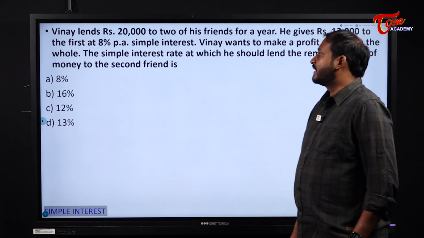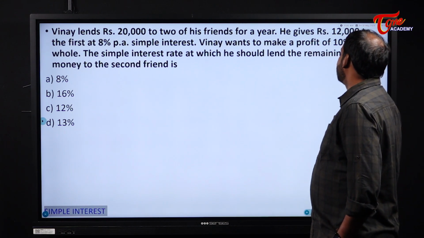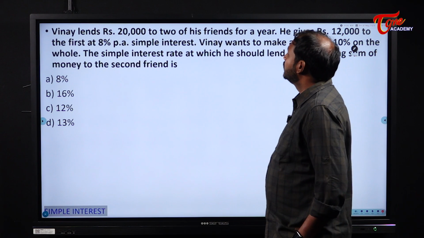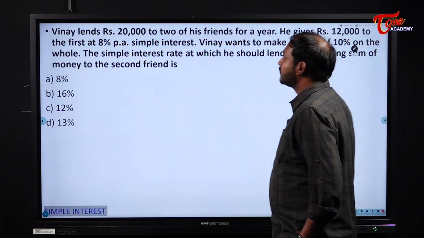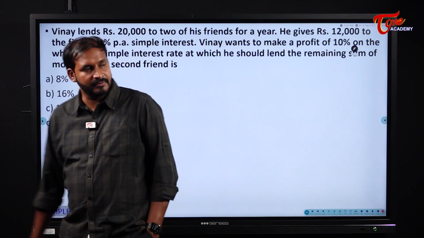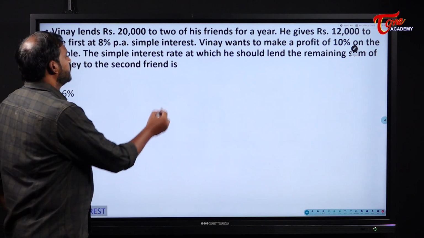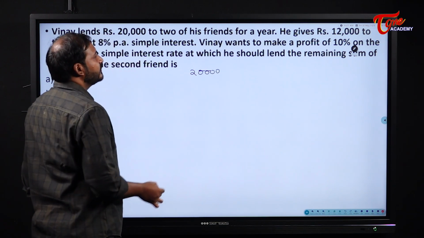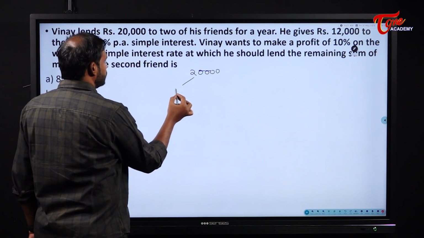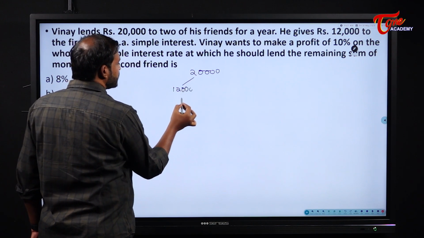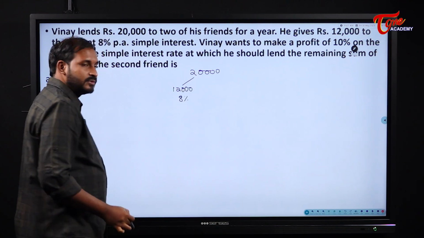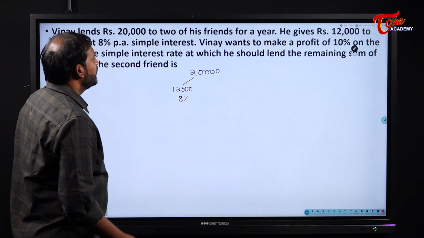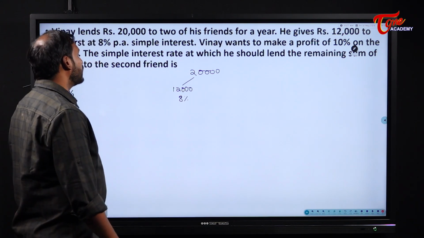Vinay lends rupees 20,000 to two of his friends in the year. He gives rupees 12,000 to the first at 8% per annum. So overall he lends how much? 20,000. And he gives 12,000 to the first, at what percentage? 8% per annum. And Vinay wants to make a profit of 10% on the whole.